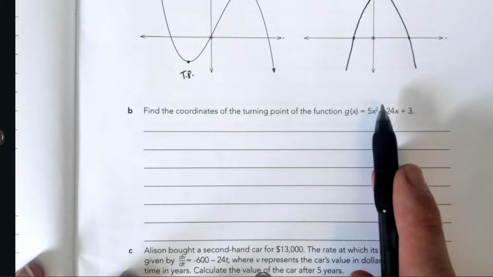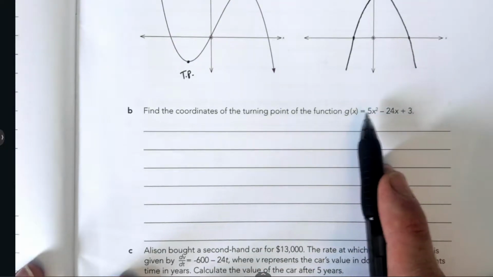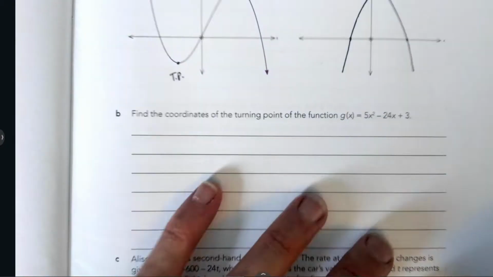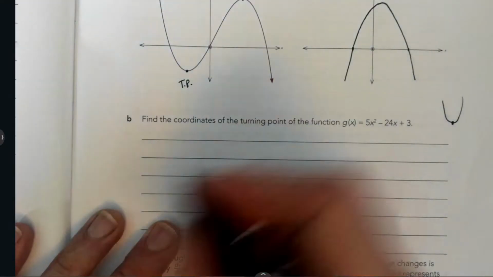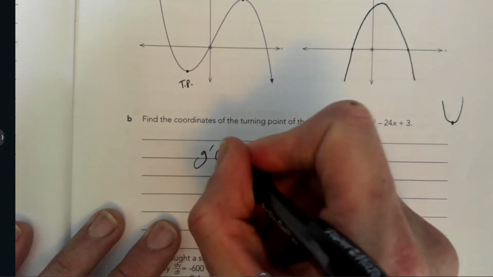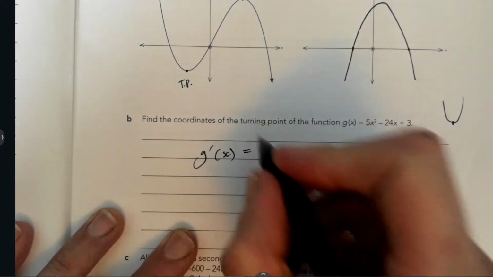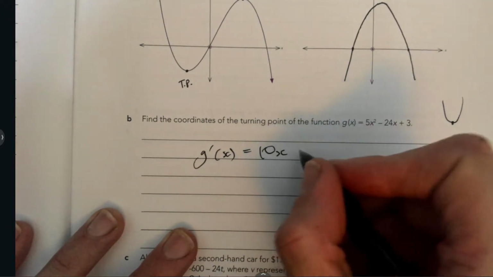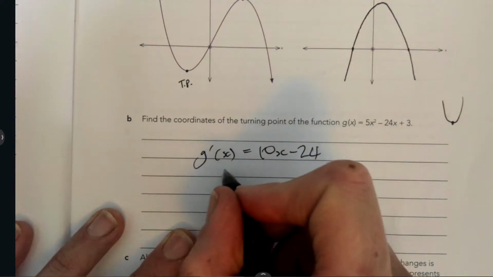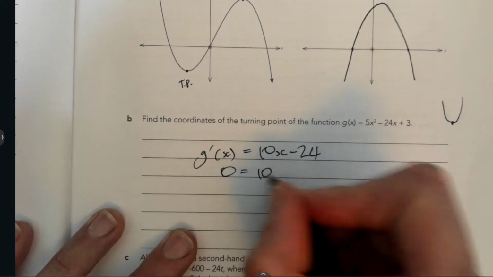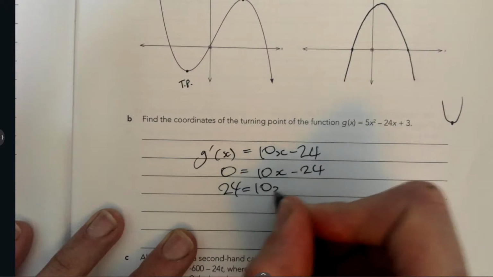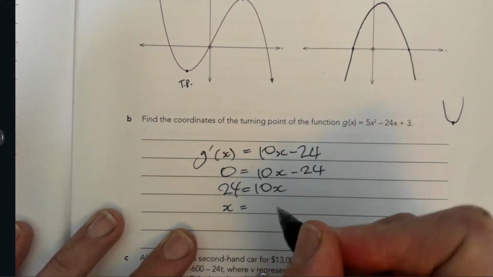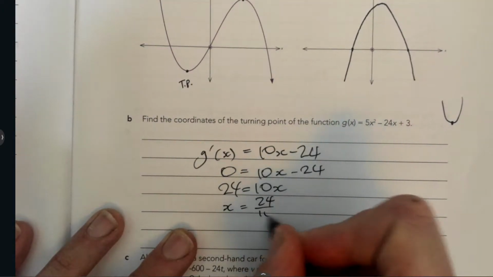Okay, this is highest power is squared, so I know it's a positive parabola. So it's going to be a turning point like that. So all we need to do to find a turning point is get the derivative. So it's going to be 10x minus 24, and then we just set that equal to 0. 24 equals 10x, x equals 24 over 10.